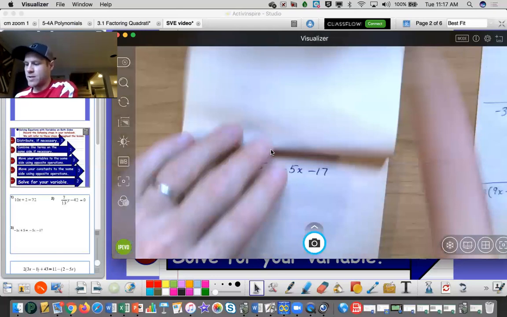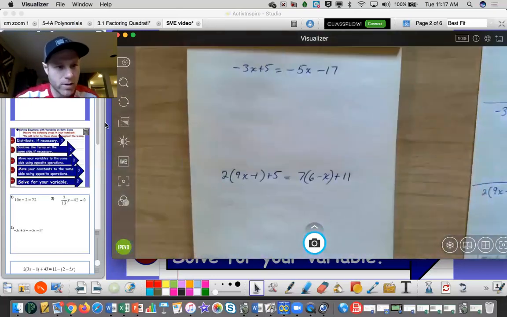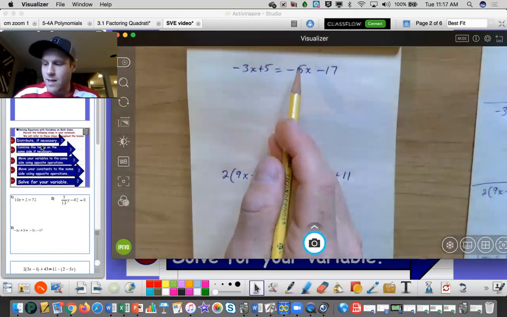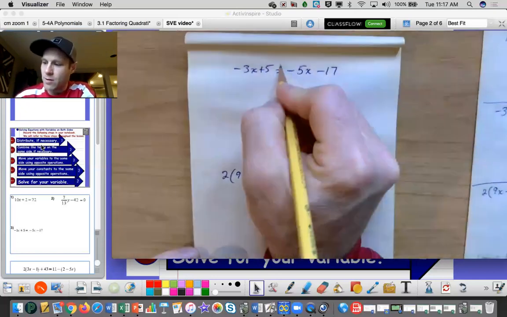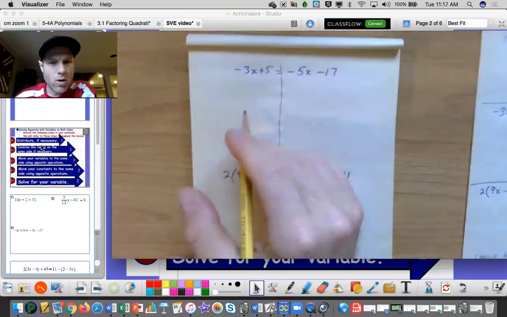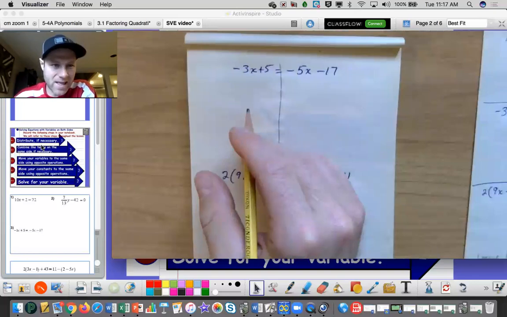Some more examples that I'd like to show you get us kind of full circle with all the steps. So the first thing we look for is any distributive property. We don't have that. Then we look for like terms. These are not like terms and these are not like terms. So then we're going to move all the variables to one side. And it's not as simple as just move it.